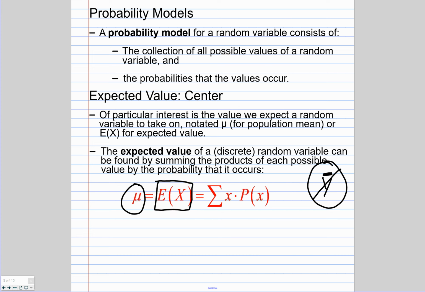The E with the parentheses and your capital X. That means the expected value for your random variable X. Both are acceptable. If I see Y bar this week, I'm going to be disappointed. So no Y bar this week. We'll talk about what this formula means when we actually do an example. That looks more complicated than it actually is.